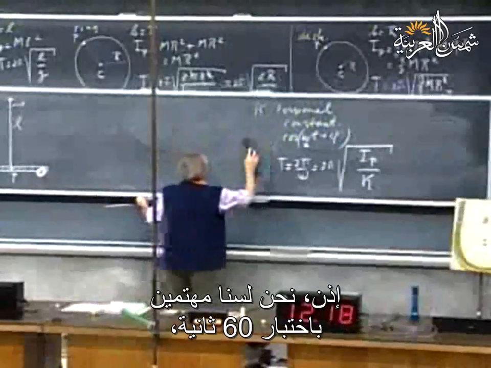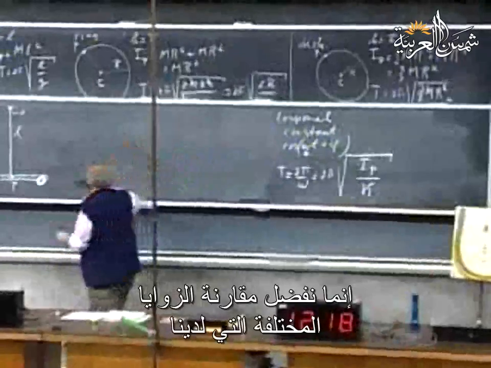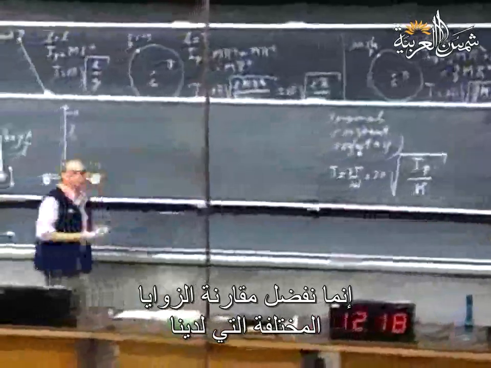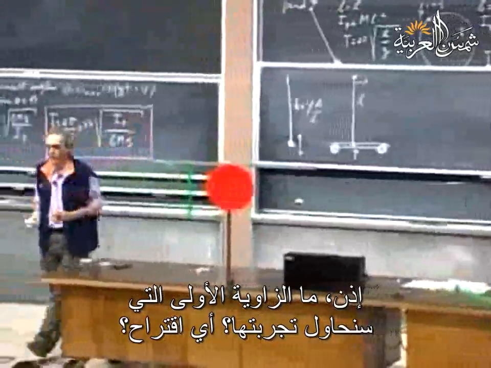So we're not really interested in testing the 60 seconds, but we would rather like to compare the various angles that we give it. So what is the first one we will try?